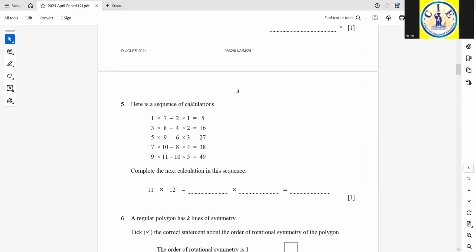Okay, here is a sequence of calculations. 1 times 7 minus 2 times 1 equals 5. Then 3, then 5, then 7, then 9. So what is the pattern that we are getting in the first place? That is plus 2, multiply by 1, plus 2 and so on.